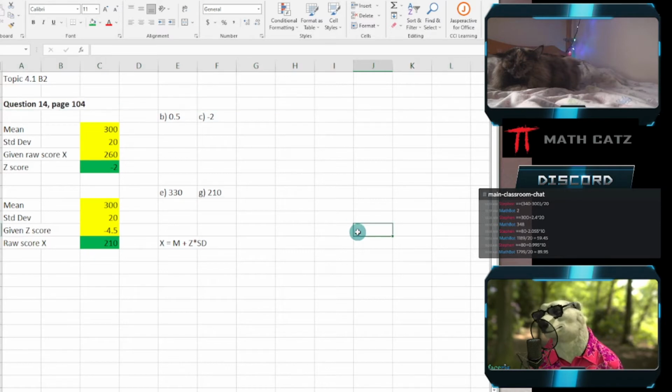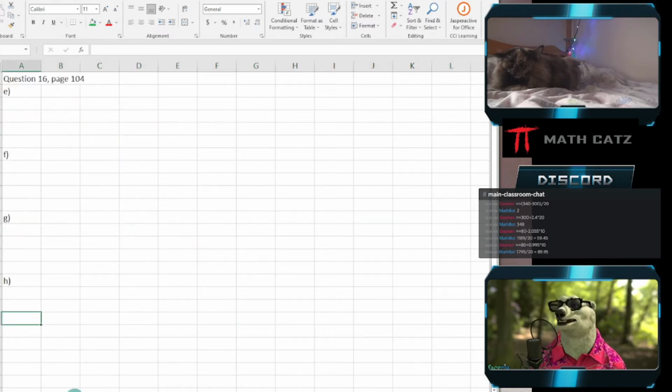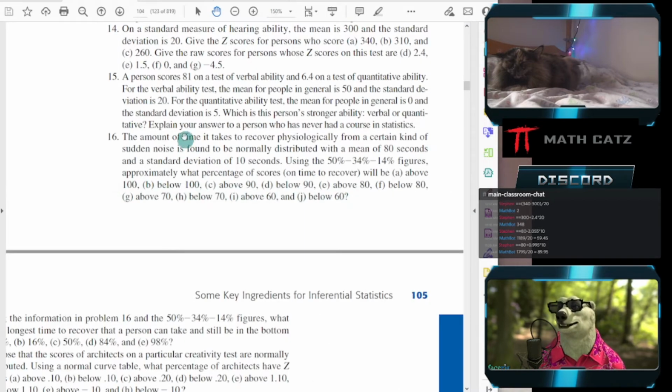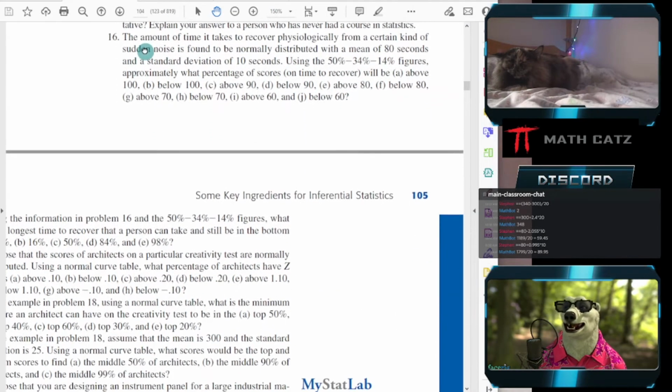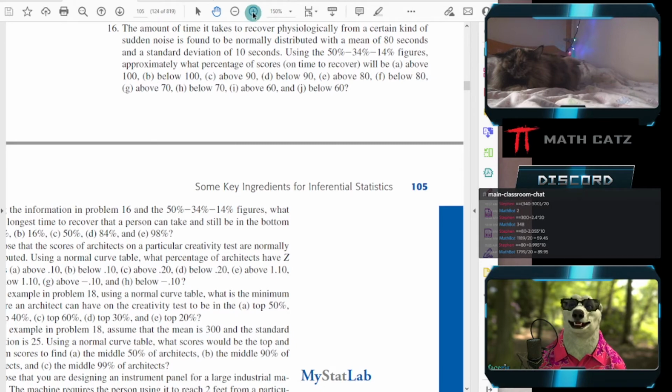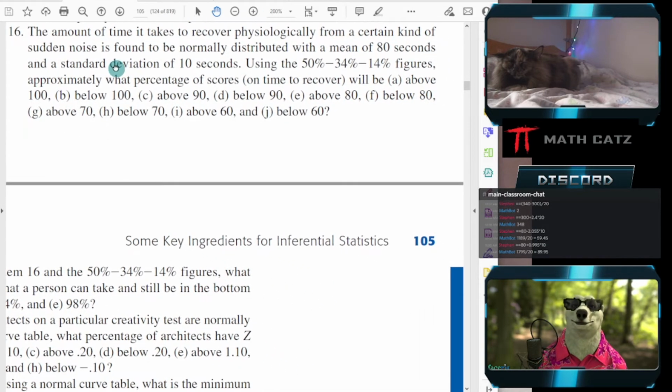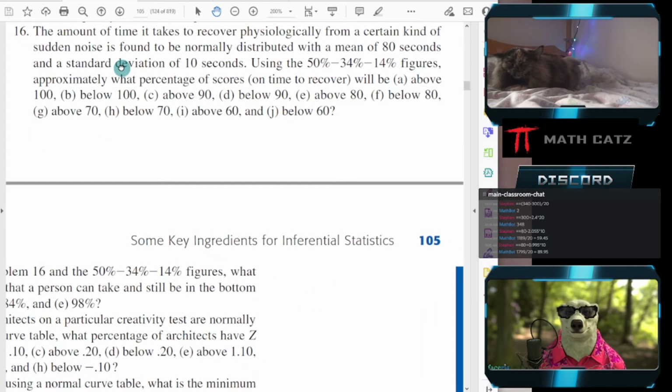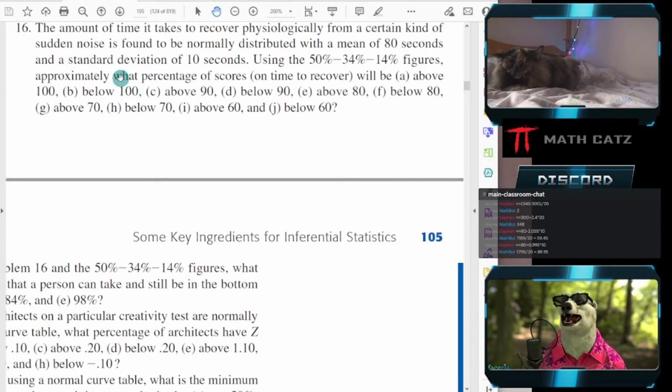Let's do question 16. And it's a little bit lower over here. Can we zoom in on this question? I think so. That looks pretty good. The amount of time it takes to recover physiologically from a certain kind of sudden noise is found to be normally distributed with a mean of 80 seconds and a standard deviation of 10 seconds.